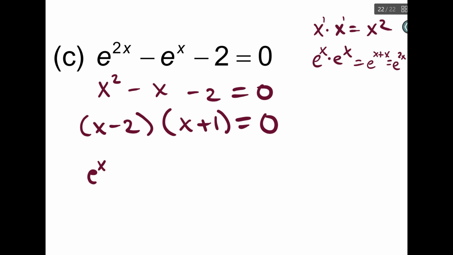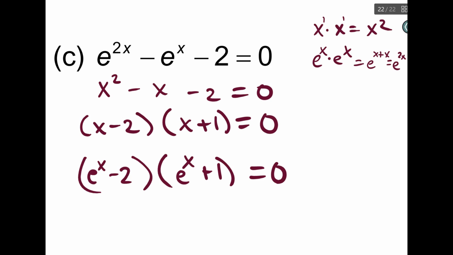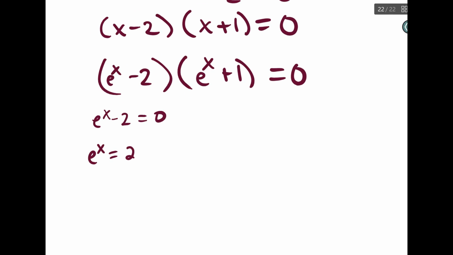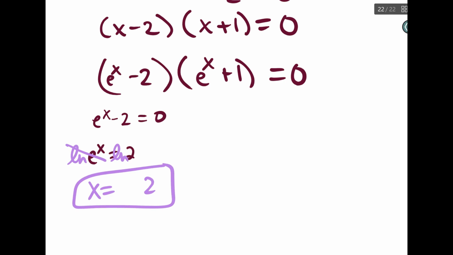So this is going to be e to the x minus 2 times e to the x plus 1 equals 0. Set each one of these terms equal to 0, so e to the x minus 2 equals 0. So e to the x equals 2. I need to solve for x. Oh my gosh. Take ln of both sides. ln of e goes away, so x equals ln 2. I can do this one.